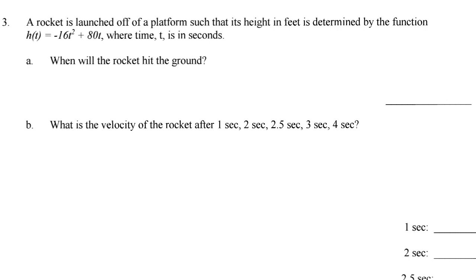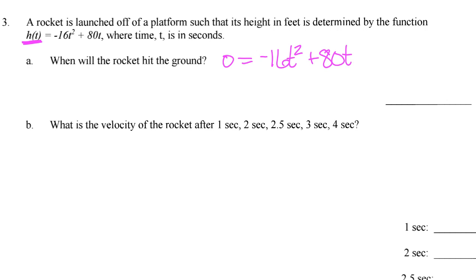Well, if the rocket is hitting the ground, that means the height must be 0. So we want to know, when will h of t be 0? So this is a quadratic function. How do I solve a quadratic function? I can either factor it or use the quadratic formula, but this one factors fairly easily.